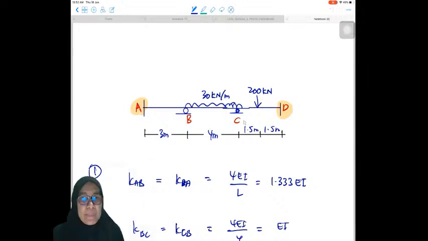Okay, this is part 3 of the discussion on the beam analysis using the moment distribution method.